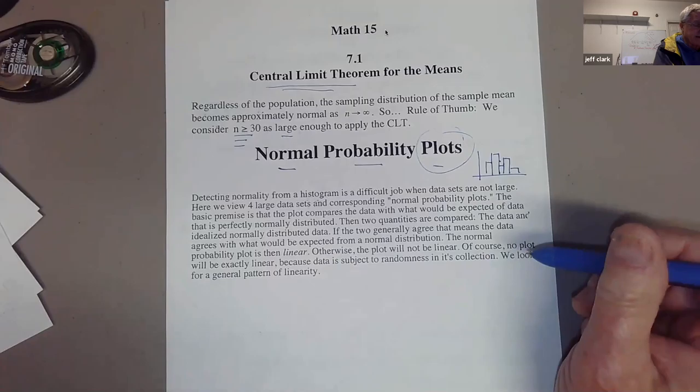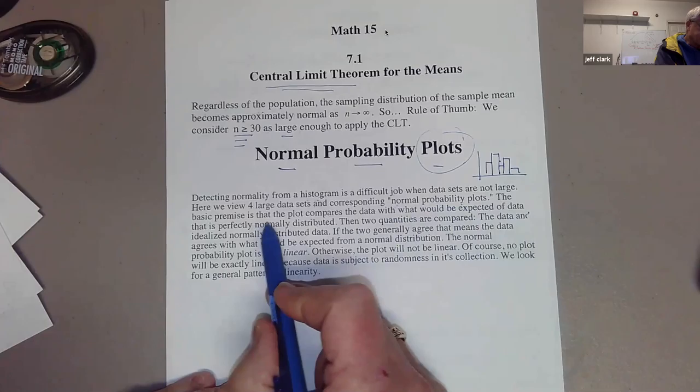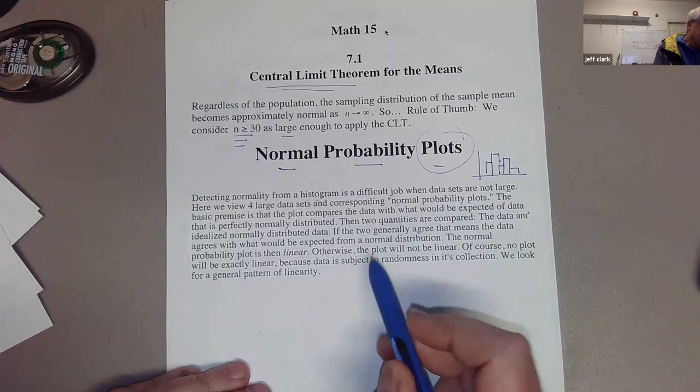So what we're going to do is normal probability plots with the data to see if we can even use the bell-shaped curve. We're not even going to use the histogram anymore. The basic premise is the plot compares the data with what's to be expected. And of course, we want it to be perfectly normally distributed. It ain't going to happen. So as long as it's kind of close.